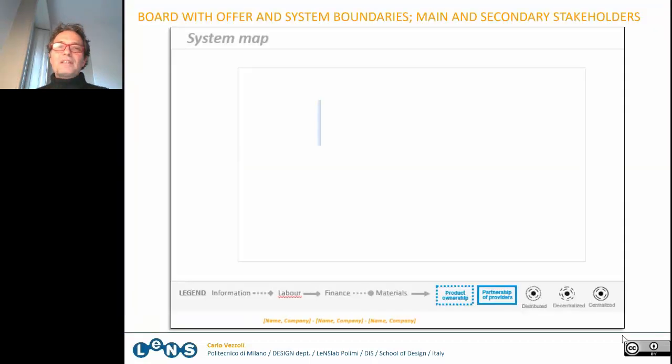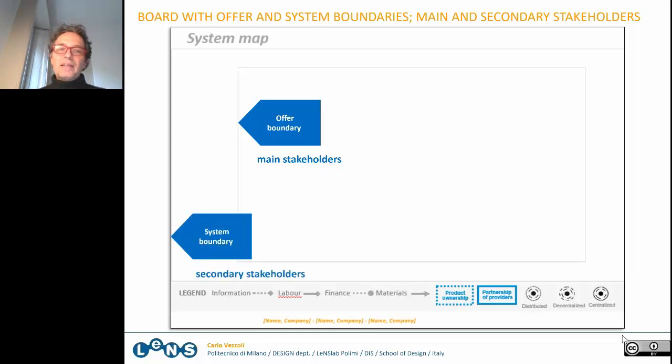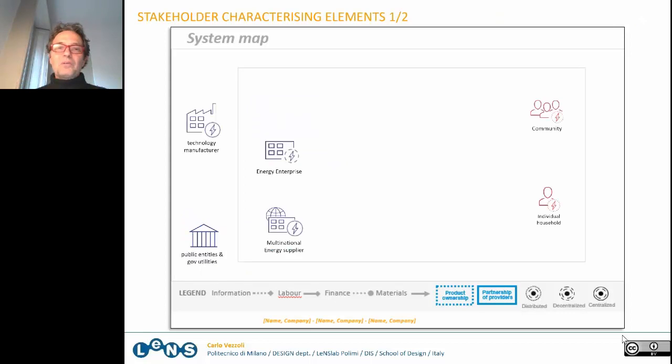But how to use the system map? Actually, we have a board into which we define the offer boundaries into which we will position the main stakeholder. Then we have the system boundary where we have even the secondary stakeholder.